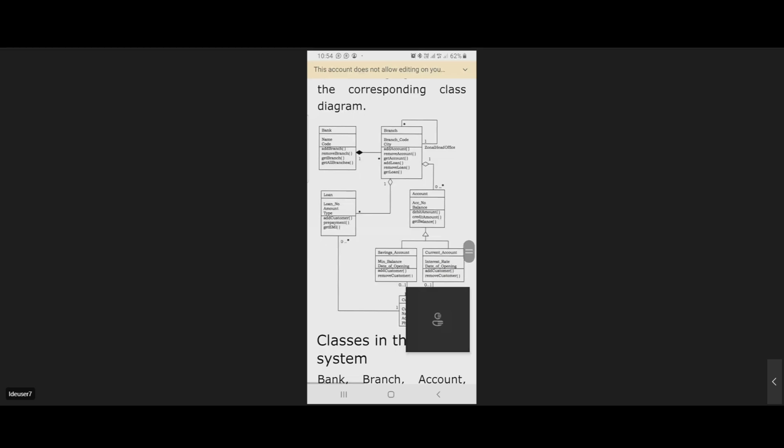So first, the bank class. The attributes are name, code. The operations are add branch, remove branch, get all branches. Under this bank there are branches, because one bank has many branches. So the symbol is given like the relationship.